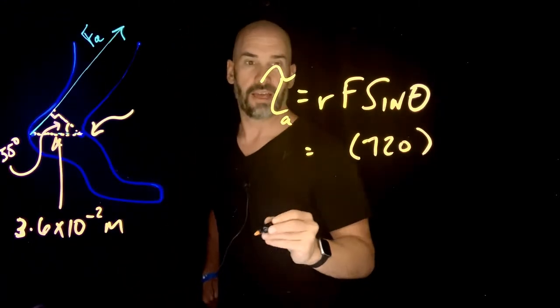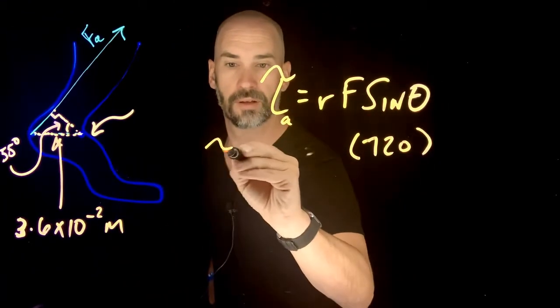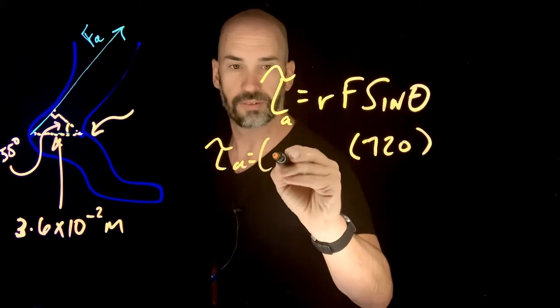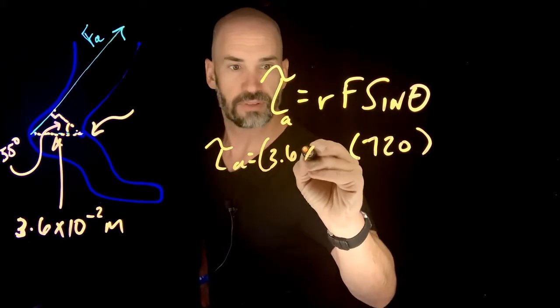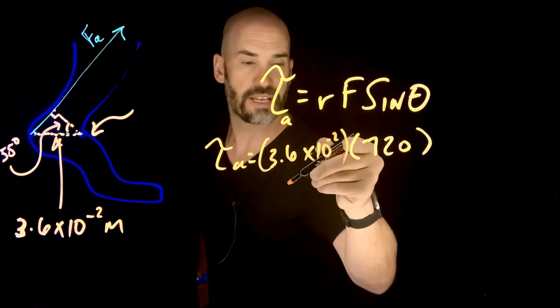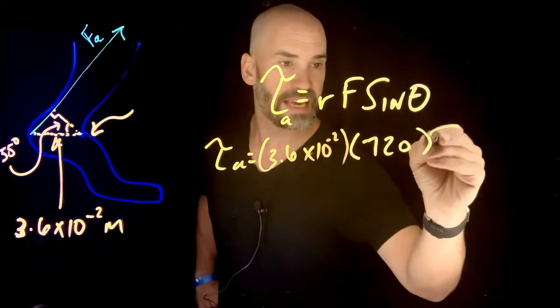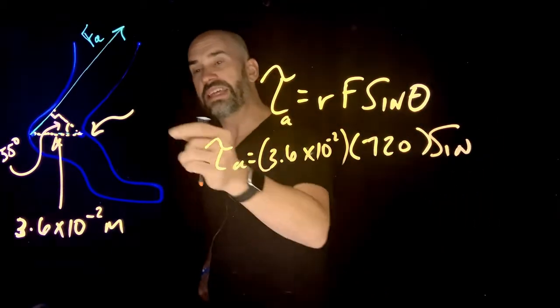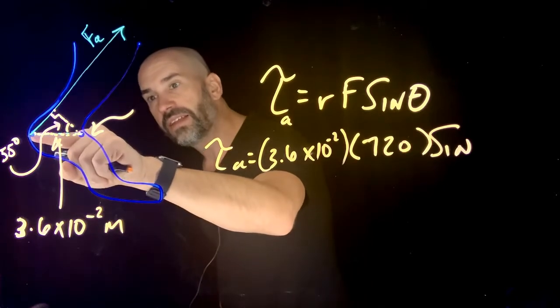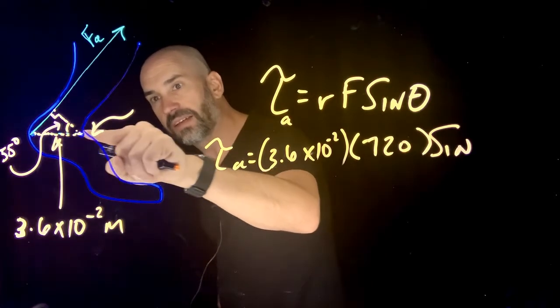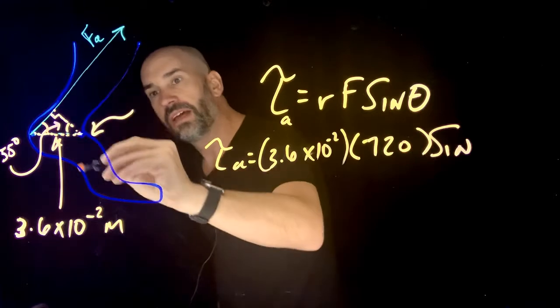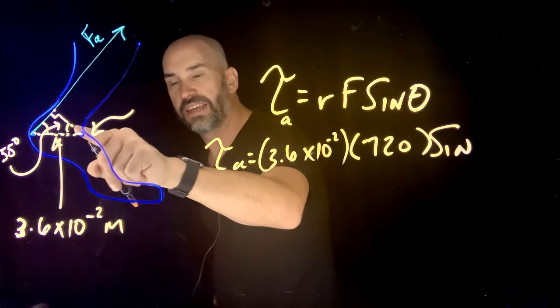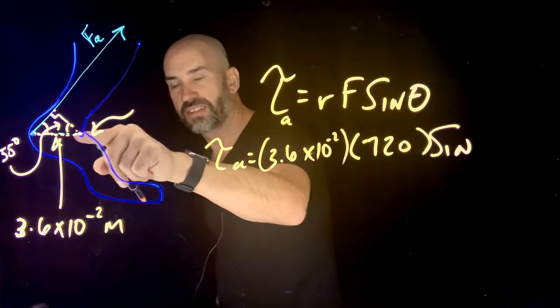Awesome. Okay, so torque is going to be 3.6 times 10 to the minus 2 meters times 720, which is the force, times sine of the angle, right? But remember, it's the angle between this line and this force. They give us something different. They give us this 55 degrees, which is this angle here.